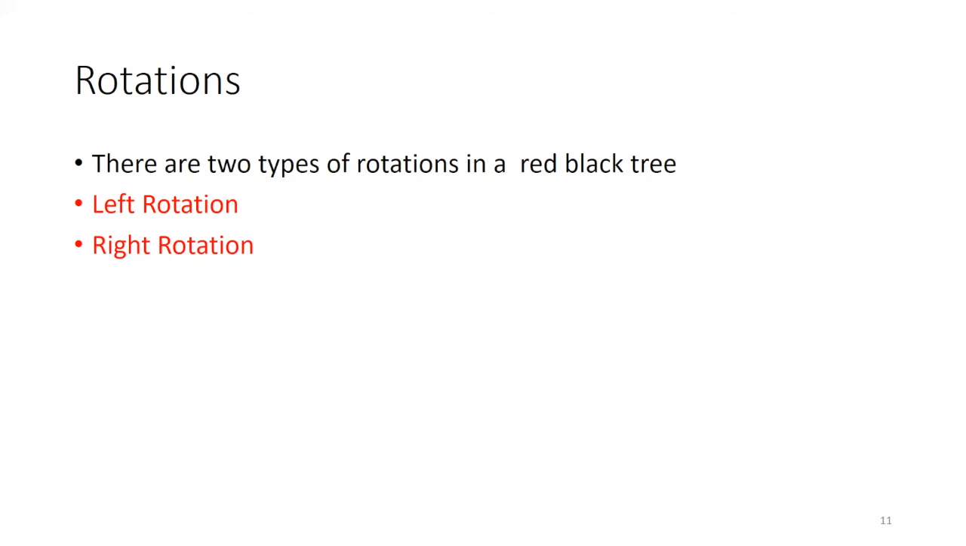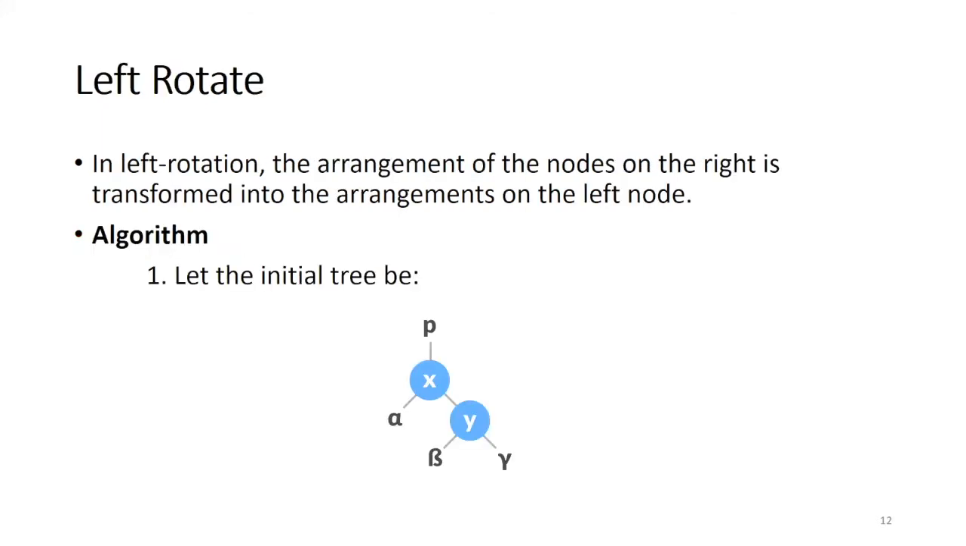These are the fundamentals, and there are also some edge cases. We'll discuss them later. In the left rotation, we can see that the arrangement of the nodes on the right is transformed into the arrangement on the left. So what does this mean? Here we can see a node named X and a node named Y. X is the child of P. Let's suppose P is a parent, or else it's null, or X is the root node. So a trick is, how will you left rotate it?